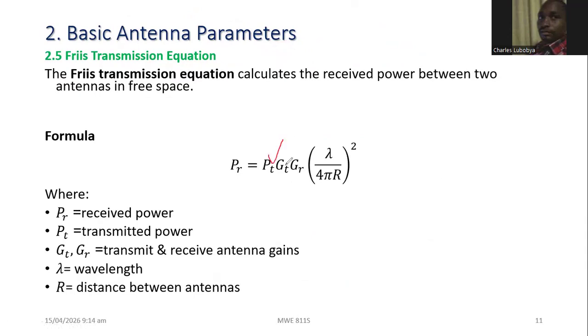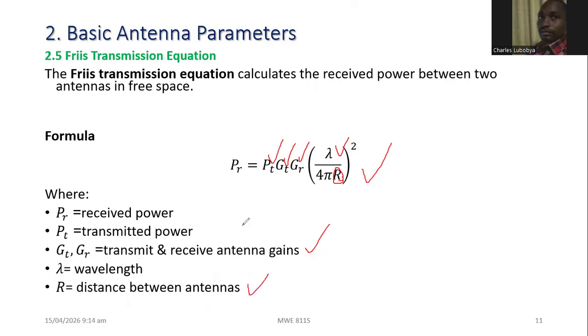You can actually calculate the received power. Once I know transmitted power, gain at the transmitter, gain at the receiver, I also know the distance between the transmitter and the receiver R, okay? And then I also know the wavelength. I can calculate the received power using the Friis transmission equation, which is given by this big formula. So take note that GT and GR are the transmit and receive antenna gains. And also take note, R is the distance between antennas.